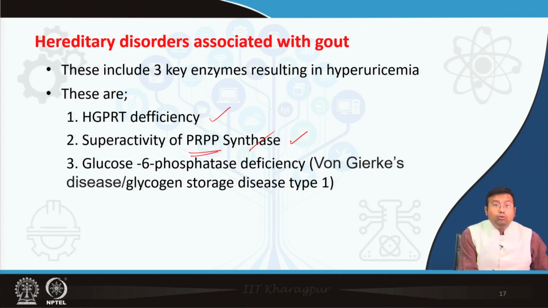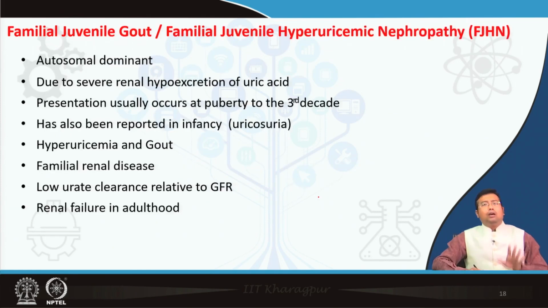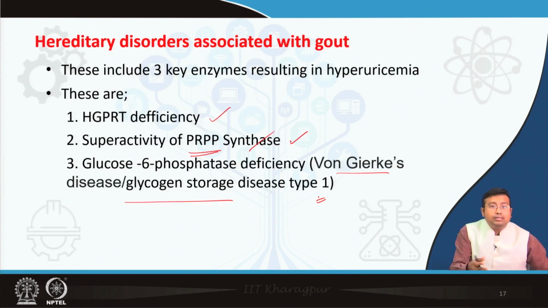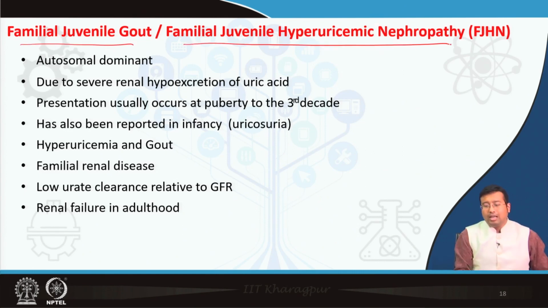Next, glucose 6 phosphatase deficiency, you already know, von Gierke's disease or glycogen storage disease type 1. The problem in all of these, what is the exact etiology, we will be discussing later. Okay. So, we will be touching all of them one by one, but this is a rare variety. Since we are discussing gout, these are all the reasons that can lead to gout. Okay. So, there is one rare variety, that is familial juvenile gout, also termed as familial juvenile hyperuricemic nephropathy.